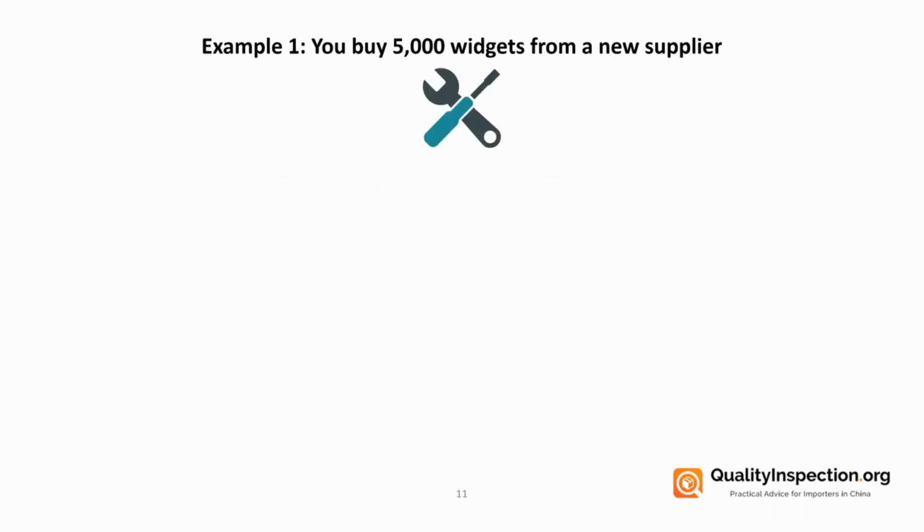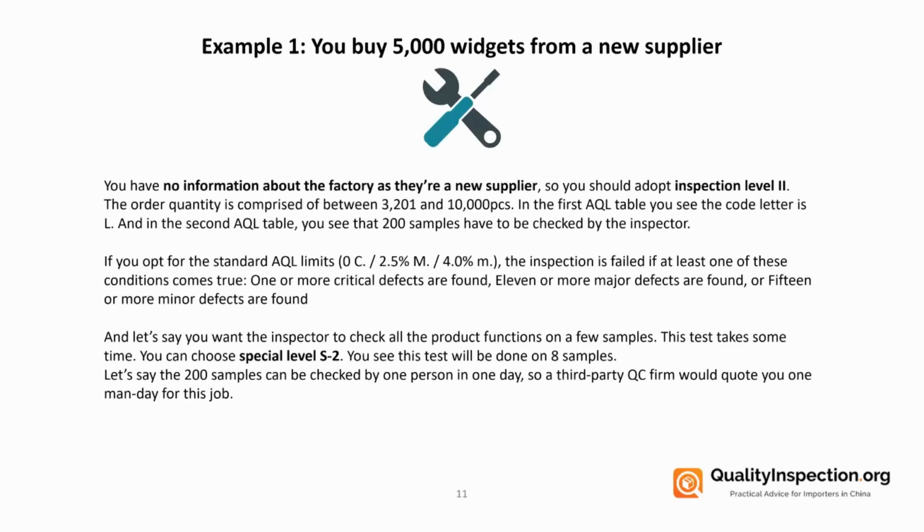Firstly, you're buying 5,000 widgets from a new supplier. You don't know this factory, they're new, so you need to be cautious and adopt inspection level 2. If we refer to the AQL tables, based on our purchase number of 5,000, we know that we need to select 200 samples to check. The inspection fails if we've got 1 or more critical defects, 11 or more major, or 15 or more minor defects. And because it's a new supplier, you might want your inspector to check all of the product functions on a few samples just to make double sure.